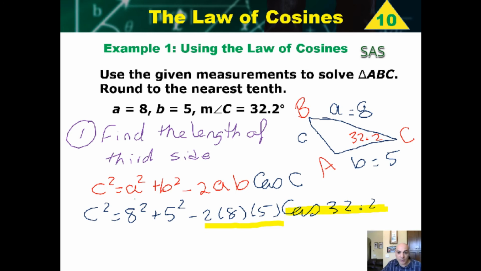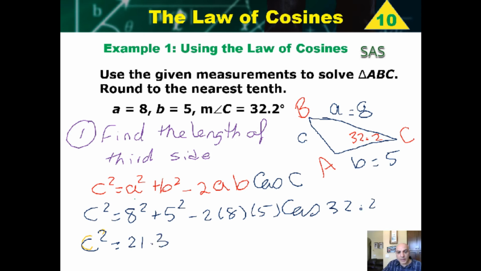Some calculators are smart enough. Others, you just have to go one step at a time. It's not a big deal. Just be patient. Once you get there, you will find yourself looking at a C squared. C squared is actually going to be 21.3.